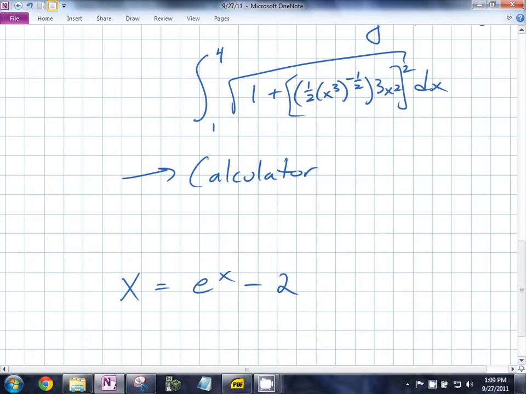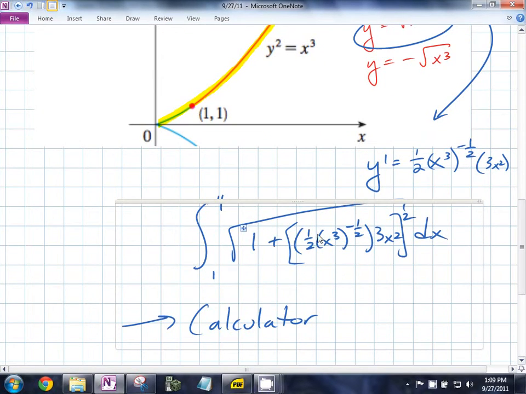Point being, if you get to something like this and you need to use your calculator, go right ahead. Are you all familiar with how to integrate on your calculator? You should. If you don't, look it up.